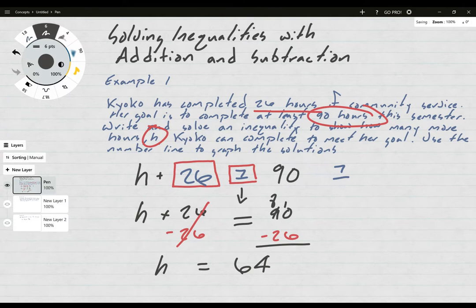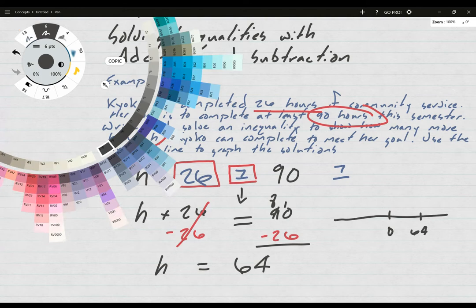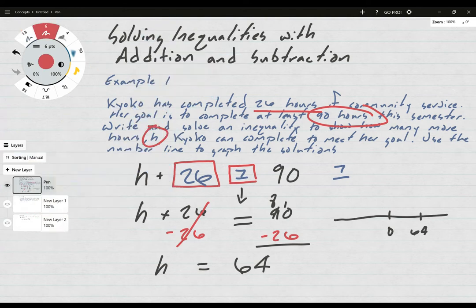Now what I'm going to do to draw a graph for this is just use my number line. Here's 0. Here's 64. 64 represents my solution, and I'm going to put a marker on 64.